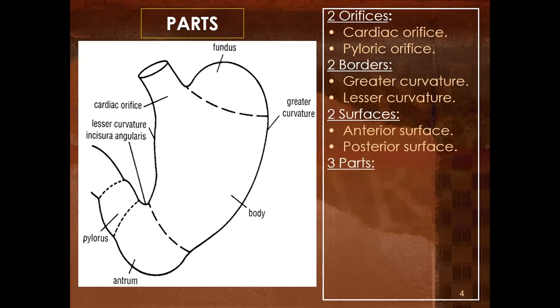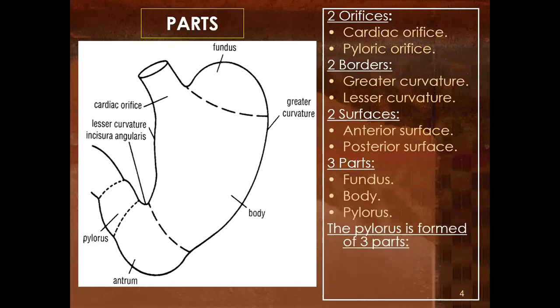Now coming to the three parts, it has three parts. Which are those? One is the top part. This is called the fundus. Then we have the body, the big large part. This is called the body, where the actual digestion will be taking place. Then we have the pylorus. This is the pylorus.